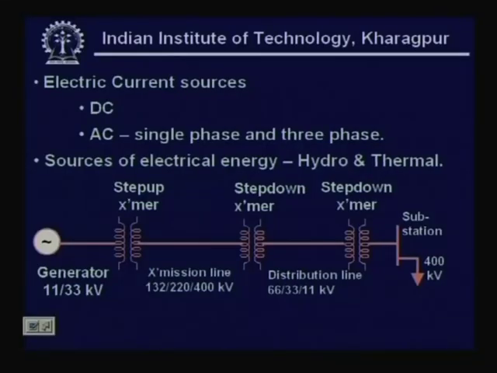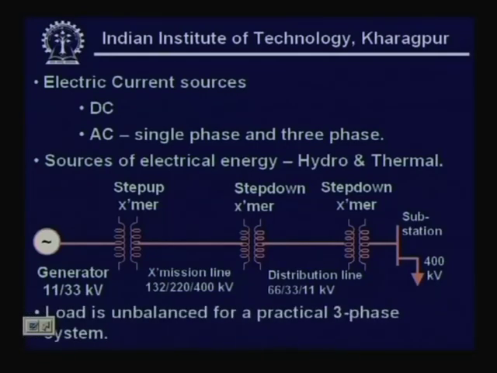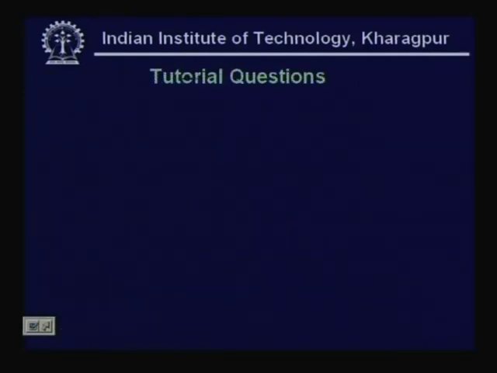This picture shows a complete power system which comprises a generator, a transmission system which could be at 132, 220 or 400 kV, 400 kV being the highest in the country at this point of time, and a distribution line which may be at 66, 33 or 11 kV, and further stepped down and supplied at 400 volts three phase. And as already told, load is invariably unbalanced for a practical three phase system.